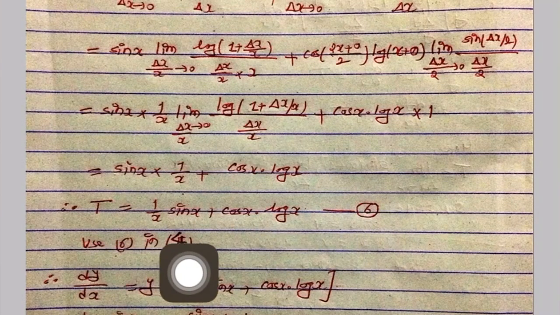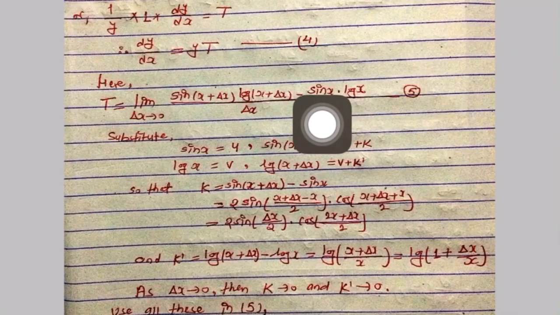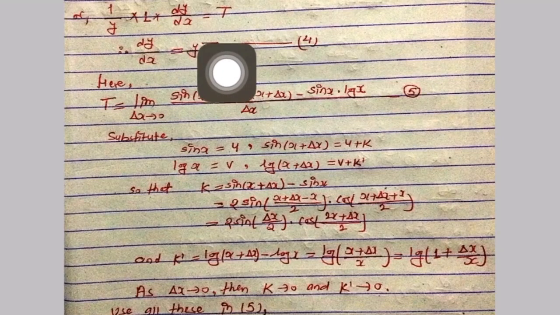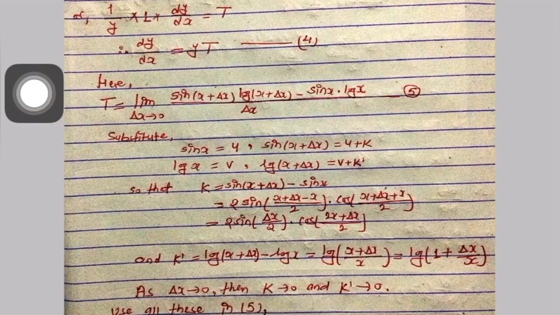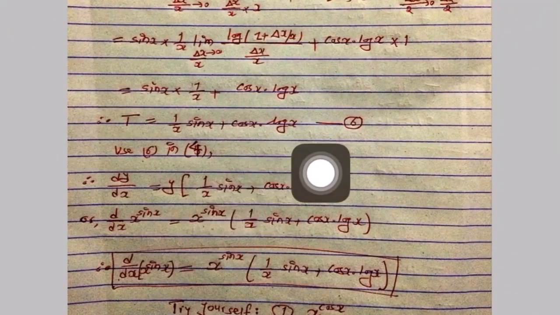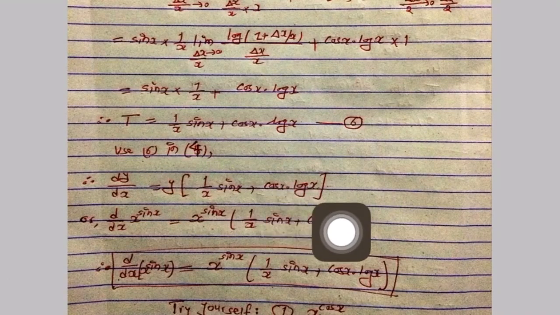Now use equation 6 in equation 4. Equation 4 means this; equation 5 is where t is defined, and equation 4 means this. We have to write the value of t here. So using 6 in 4, we get dy by dx is equal to y times t, and t is sin x by x plus cos x log x.